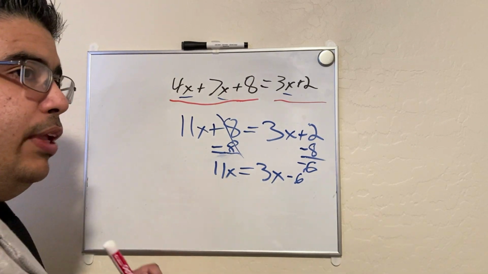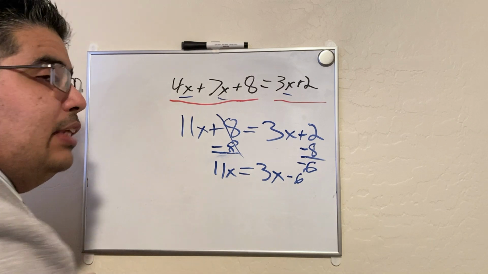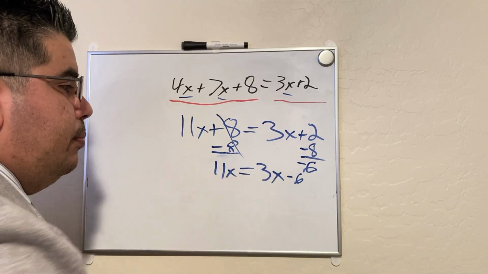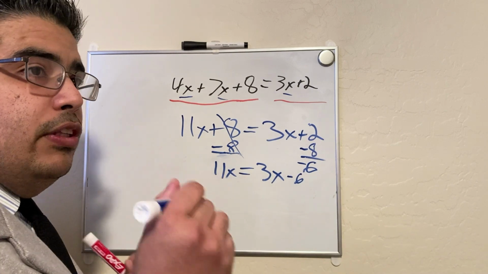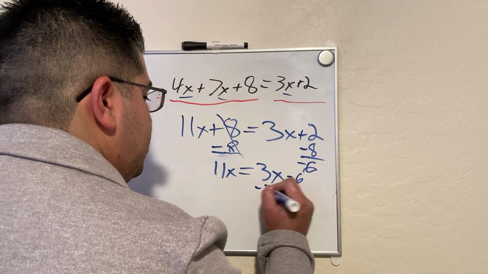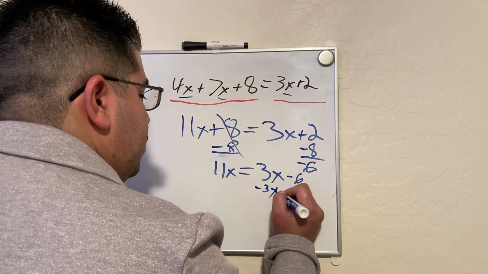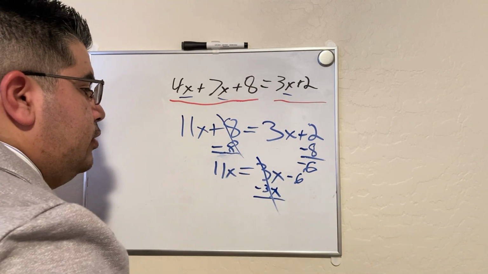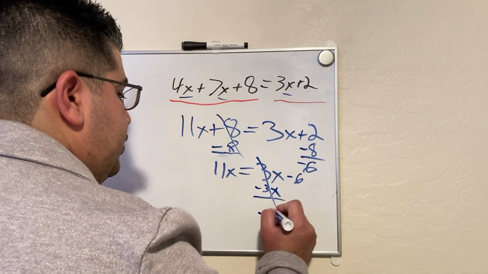In order to move the 3x, this doesn't have a sign in front of it, so it's a positive number. If it's positive, we do the opposite sign, which is negative. We subtract 3x. So 3x minus 3x is just going to be 0. Boom, cross it out. So we're just left with negative 6 over here.